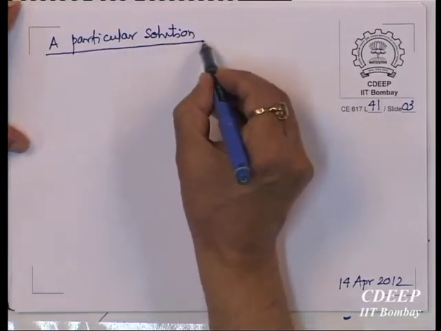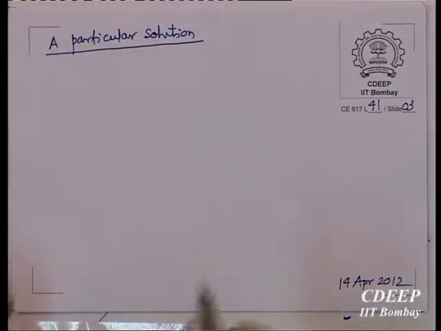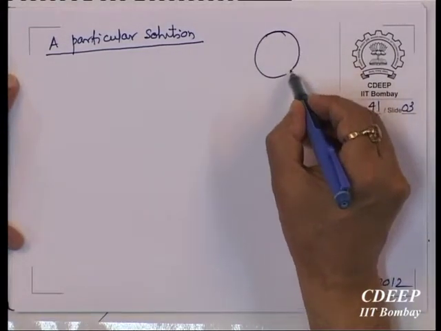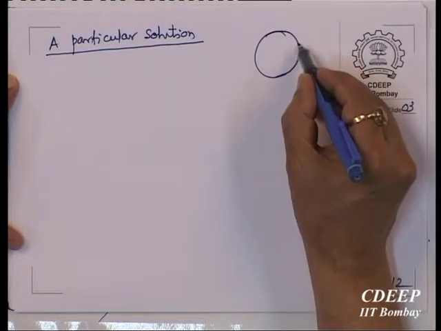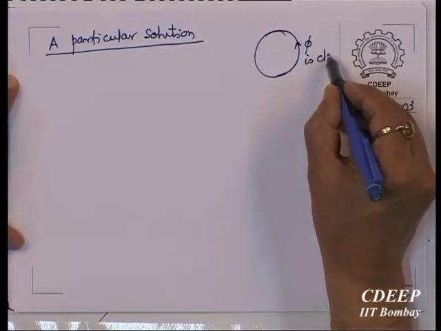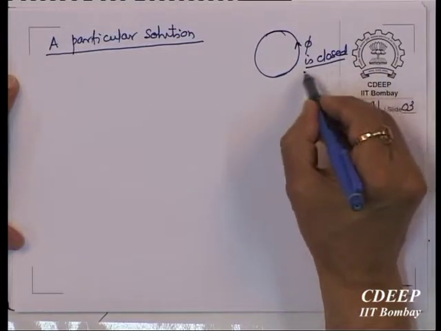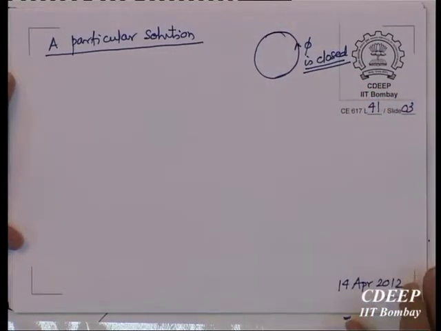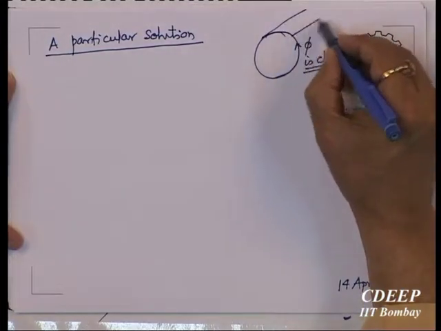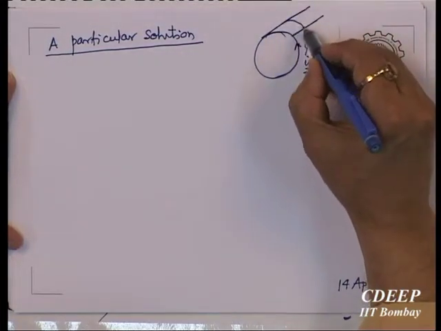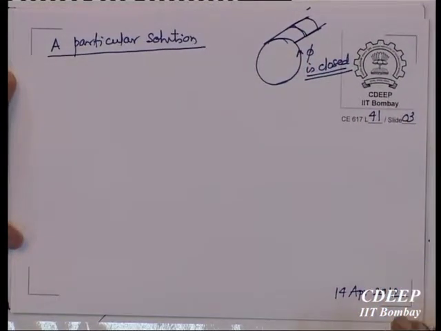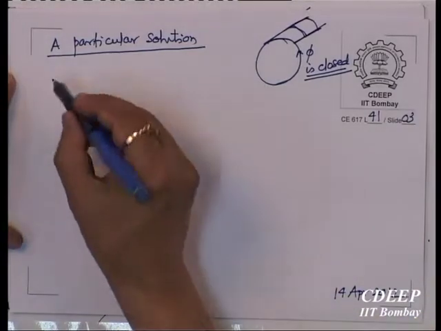See, it is a cylindrical shell, theta is closed, phi is closed, so there are no boundary conditions to be applied there. That is what we are solving. We have taken an element from this cylindrical shell, and we are writing the solution for this element.